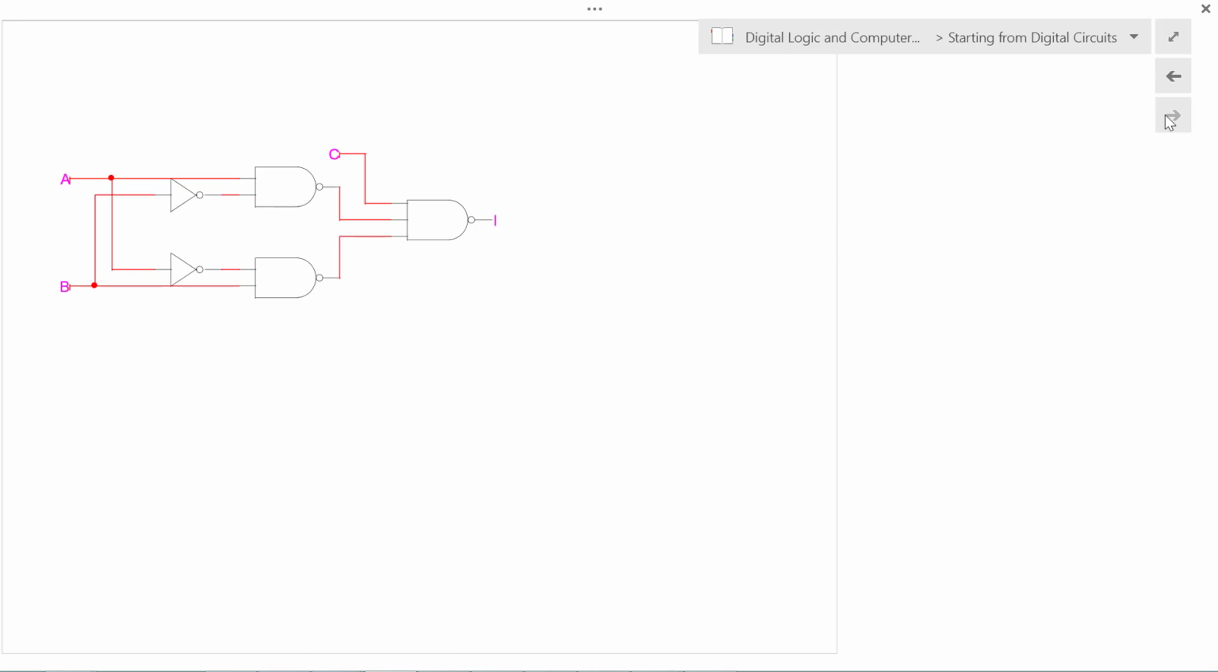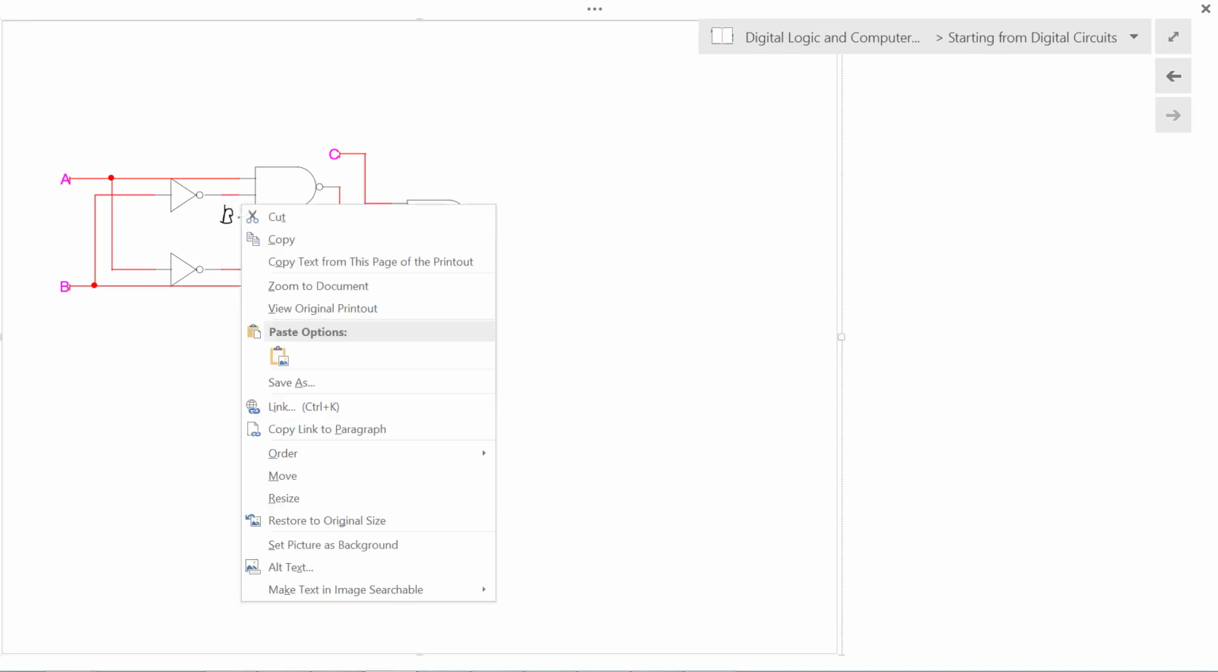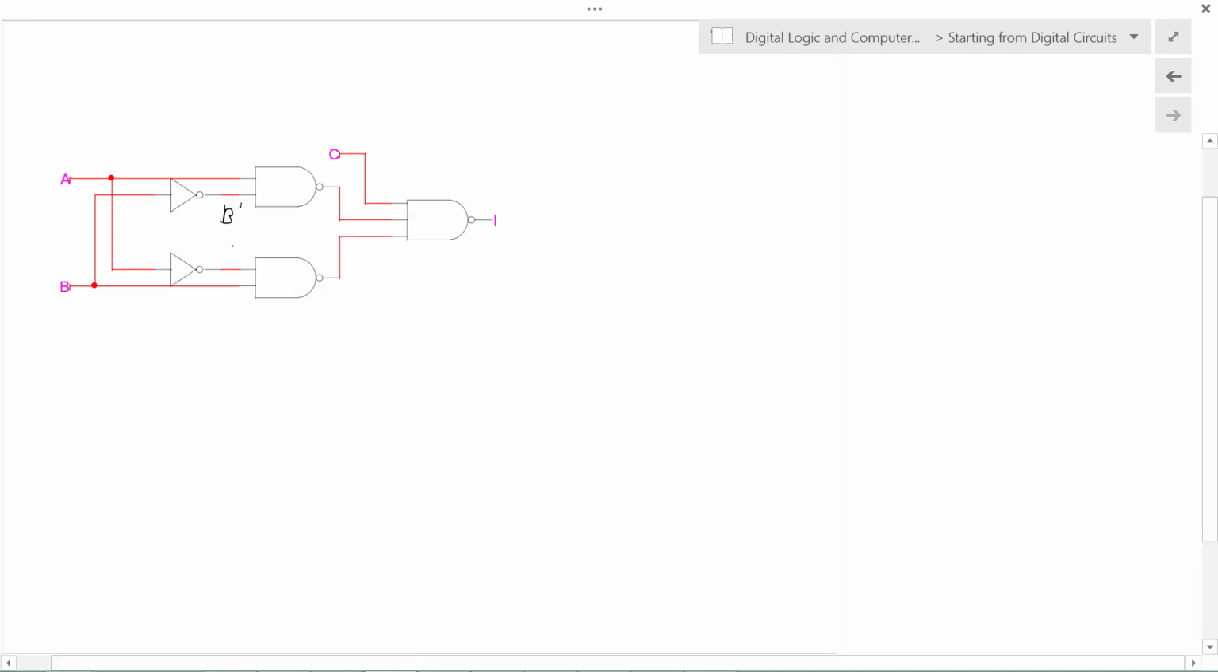Our final digital circuit that we will optimize is listed here. So here we have 5 logic gates, and let's list them out. Because this is on the output of an inverter, we'll just call this B prime. And the output of this inverter we will call A prime.